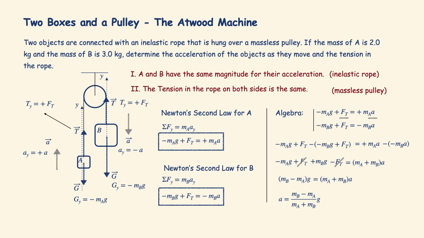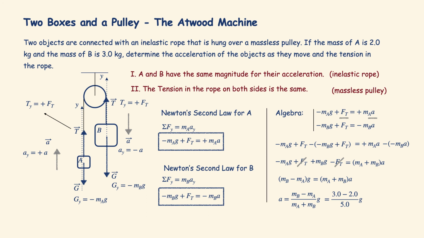So that gives me, for the acceleration in symbolic way, for the object in the Atwood machine, to be equal to the difference between the heavier and the lighter masses. So this will be m_b minus m_a divided by the total mass of the system, m_a plus m_b, multiplied by g.